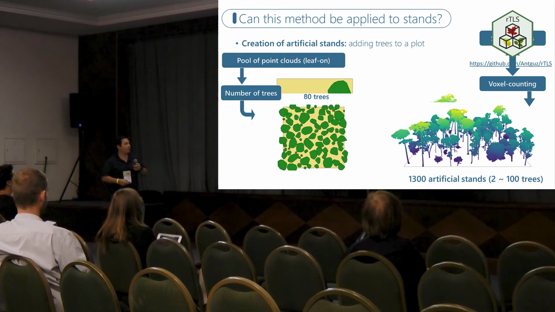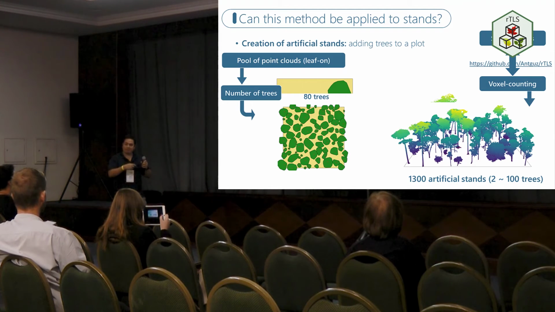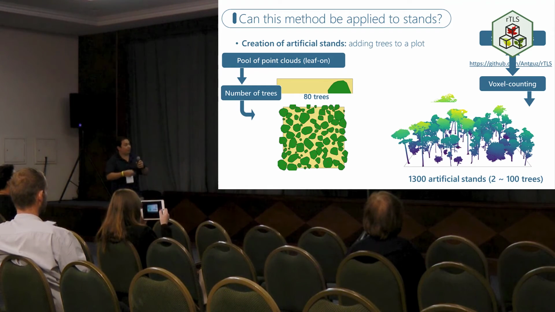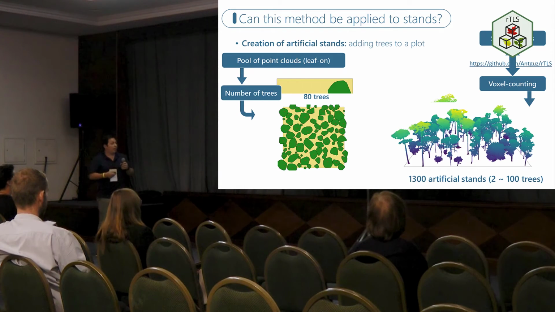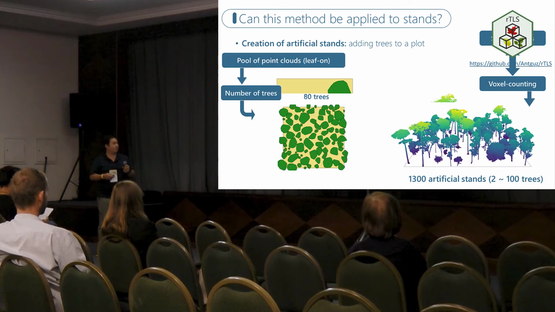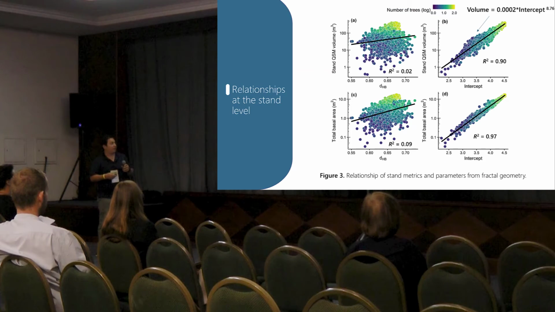Then these stands will look like this, and may appear a little bit like a bullet. But the most important thing is that we can apply the voxel-counting approach that I explained before, and because we have an identity for each point in this stand, we can derive stand metrics. So we can compare the relationship between them to see how this relationship varies. We did these artificial stands 1,300 times and looked at the pattern.